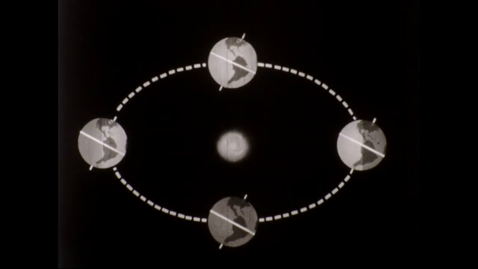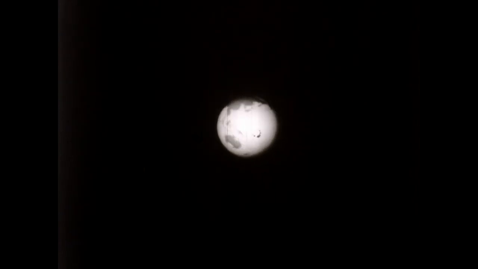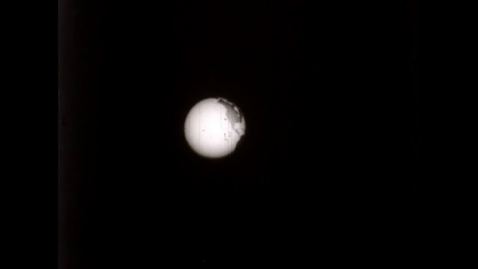And so we have seen that the four seasons, spring, summer, autumn, and winter, are caused by the tilted axis of our rotating Earth as it revolves once each year around the sun.